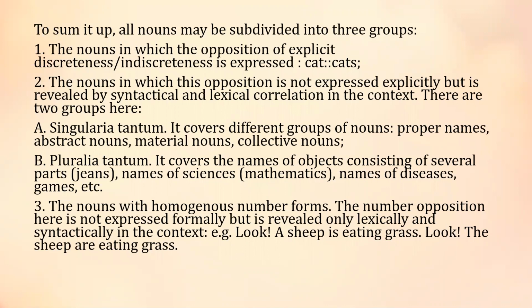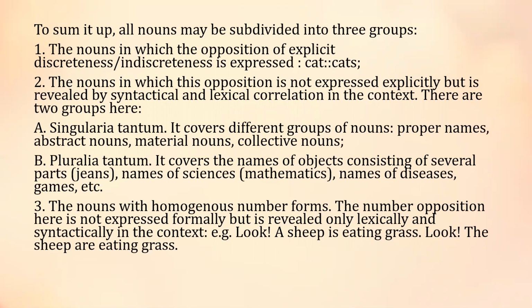To sum it up, all nouns may be subdivided into three groups. The nouns in which the opposition of explicit discreteness or indiscreteness is expressed, as in the examples of cat, cats, and the nouns in which this opposition is not expressed explicitly but is revealed by syntactical and lexical correlation in the context.